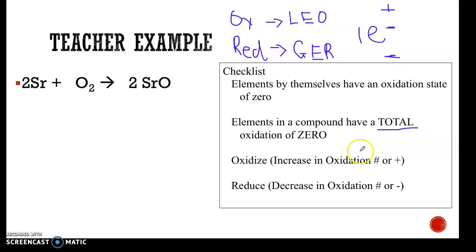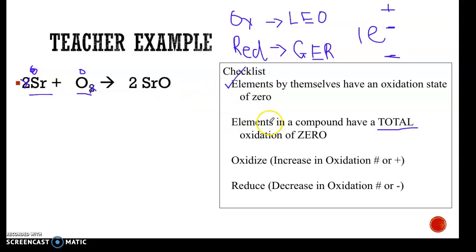So let's see if we could use our checklist for this problem. So this is where we left off yesterday. Some of you did hit me up and you said you were a little bit confused. So we're going to use our 3 rules. Elements by themselves have an oxidation state of 0. So Sr is by itself. This 2 is not important to me right now. And O is by itself. Once again, this 2 is not important to me right now because oxygen is by itself. There's no other element. So they have an oxidation state of 0. All right. Now, I have a compound here. So I did my first part of my checklist.